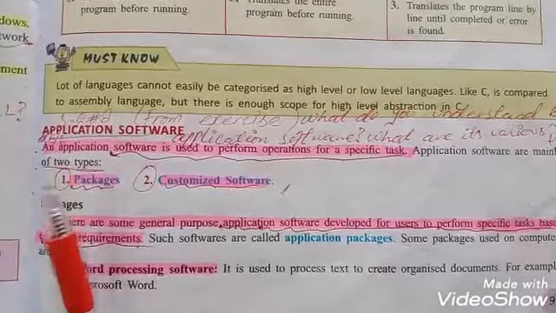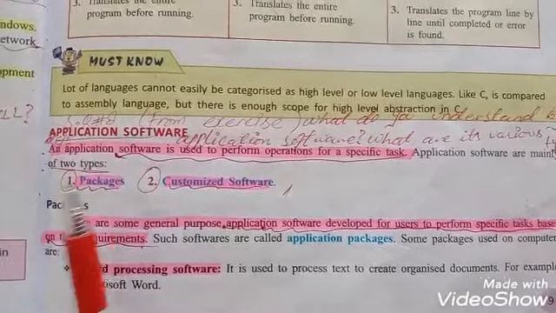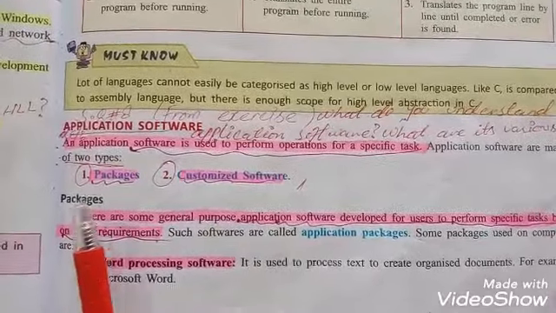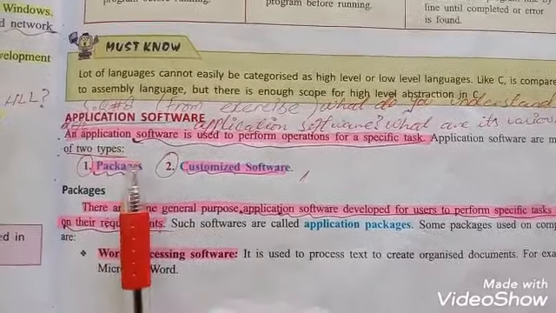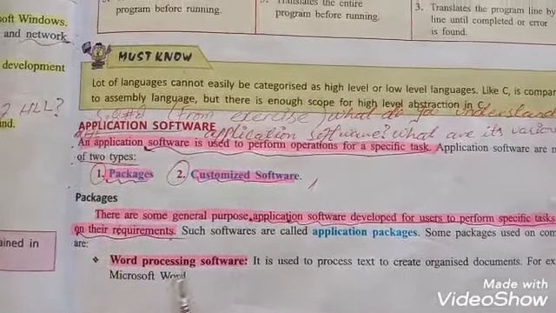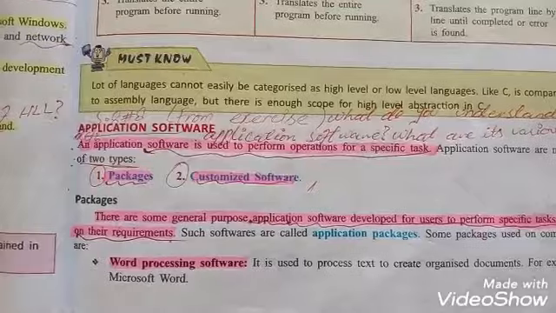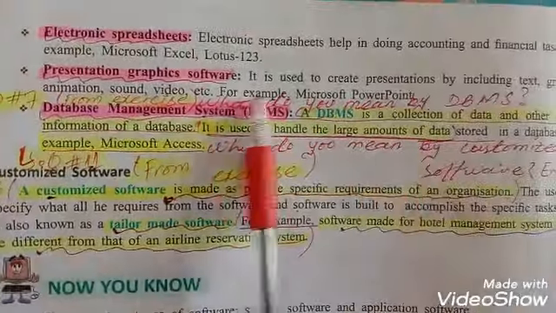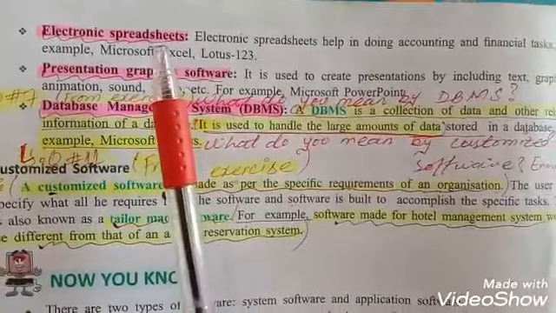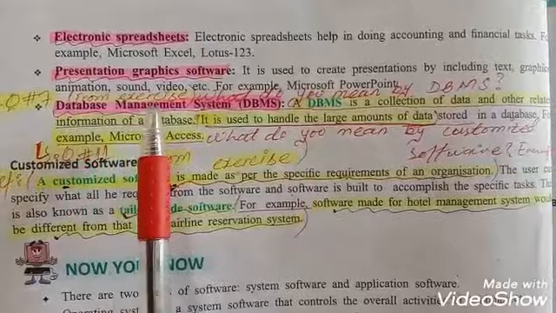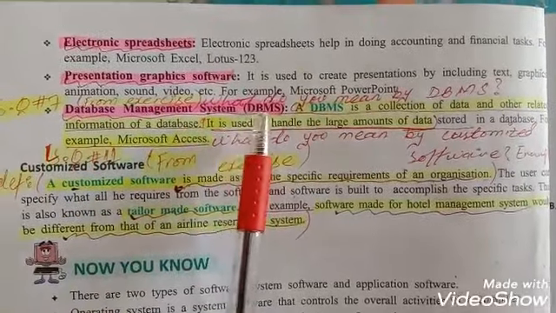A packaged software is a software developed for users to perform some specific task on their requirements. It is general purpose software. Examples of packaged software are MS Word, electronic spreadsheet, presentation graphic software, and database management system or DBMS.